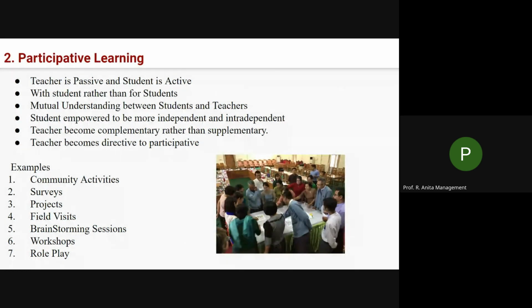When you conduct such activities in the class, the students will be able to participate with whatever knowledge they have, and they keep sharing it. It makes them think more independently, and the teacher becomes directive to participative when engaging the students in such activities. So the teacher becomes more complementary rather than supplementary. Along with the teacher, the student is trying to learn independently with whatever knowledge he has gained theoretically.